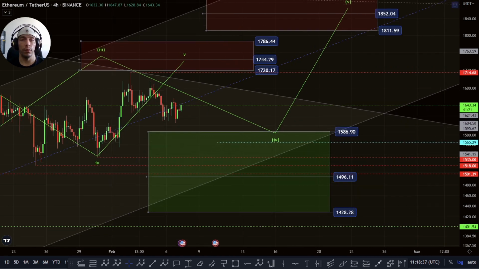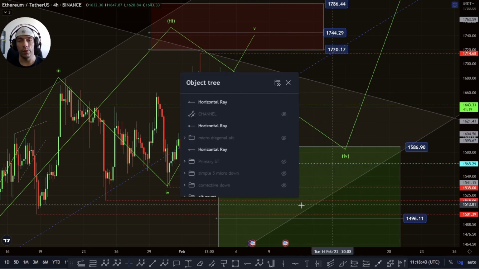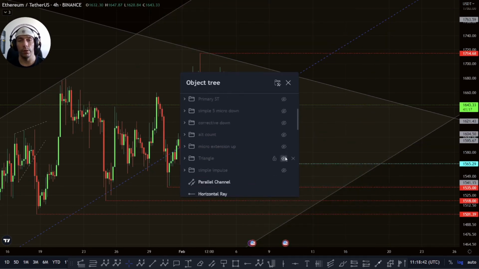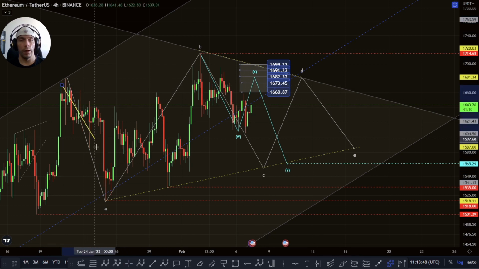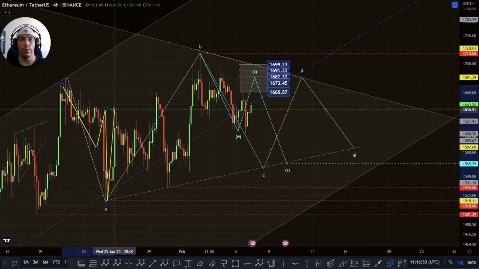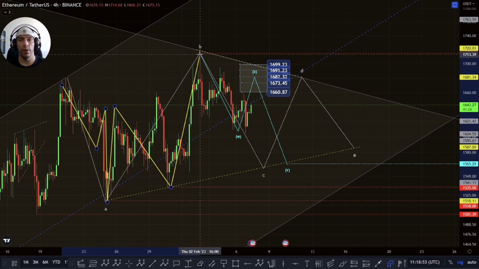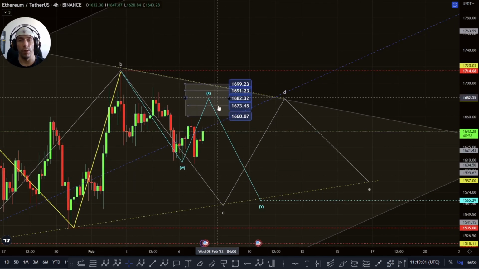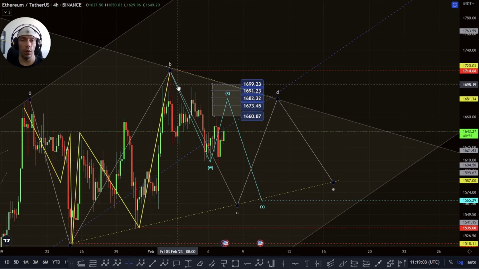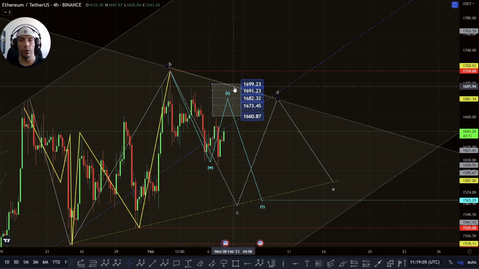The last thing I wanted to talk about actually is the potential we could have a triangle within this. So it's not my favorite count, but it is still potentially possible where we look at this basically as an ABC for a wave. This becomes an ABC for a B wave. You know, effectively the C wave could be becoming more complex. So that's what we can see here, where we've got marked out this W, X, and Y. This could become more complex, where we get a double zigzag here.